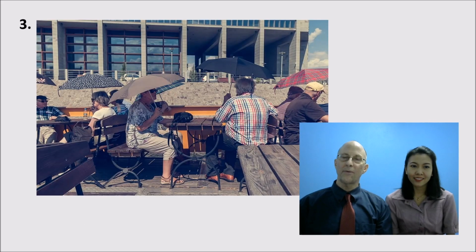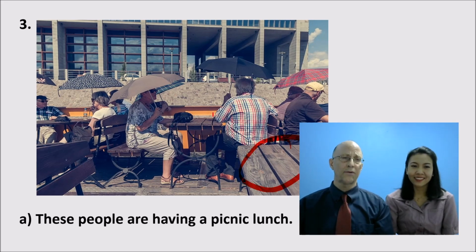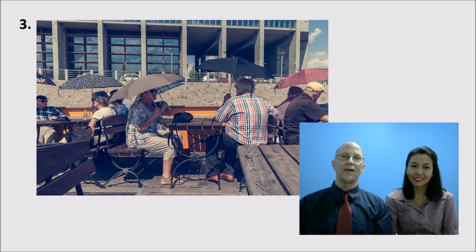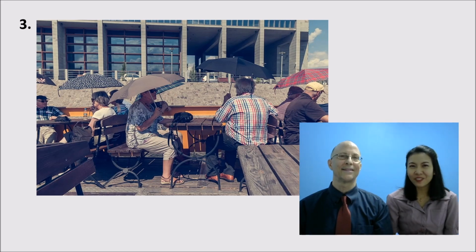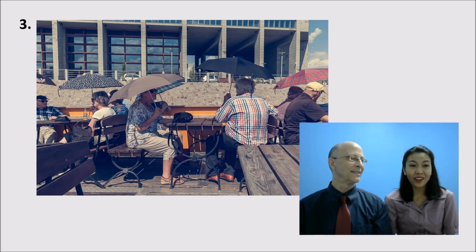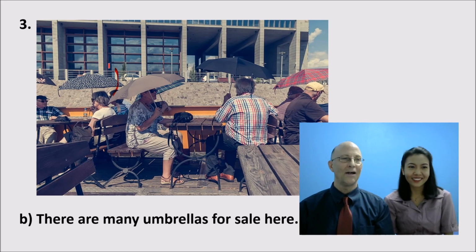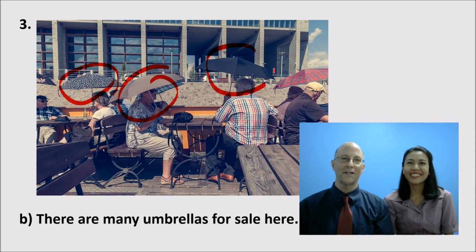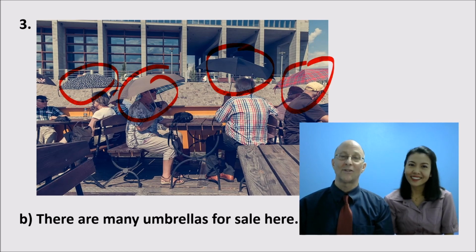A. These people are having a picnic lunch. I don't see any food there. There are picnic tables, but there is no lunch. B. There are many umbrellas for sale here. This one is very tricky. Yes, they are umbrellas, but they are not for sale. Here's an umbrella, here's an umbrella, here's an umbrella, and here's an umbrella. So the keyword umbrellas isn't enough to answer this question correctly.